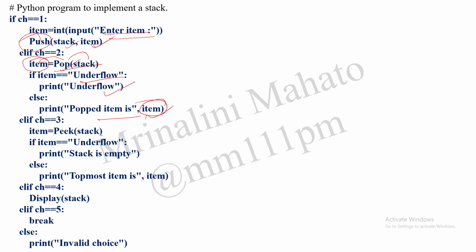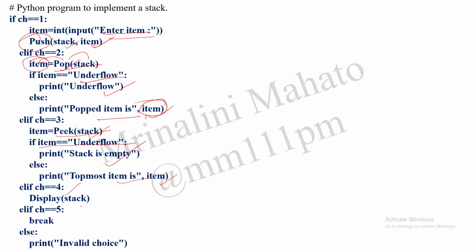Choice number 3 is the peek element, peek of this stack. How will we find the peek of this stack? Through len of stack minus 1, but that we have written in the function. So we simply call the function, and then if item equal to underflow, stack is empty; otherwise topmost item is item, and it will display. Here there is no need to write any syntax, because we have written it inside the functions. That is why in the main program we just call the function name.